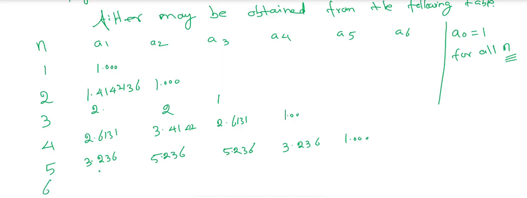When n is equal to 6, this a1 value will be 3.8637, this is 7.4641, then a3 will be 9.141, and a4 will be 7.464, then 3.86, then a6 will be 1.